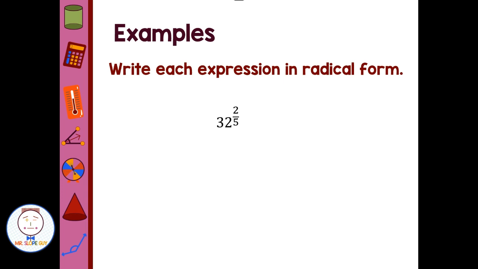So write each expression in radical form. If I have 32 to the 2/5 power, well, the denominator is always the root, so I have the 5th root of 32, and the exponent is 2. So the numerator is the exponent. X to the 3/4 power, if I change that to radical form, I have the 4th root of x to the 3rd. The denominator is the root or the index, and the numerator 3 is the exponent. A to the 6/5 is the 5th root of a to the 6.